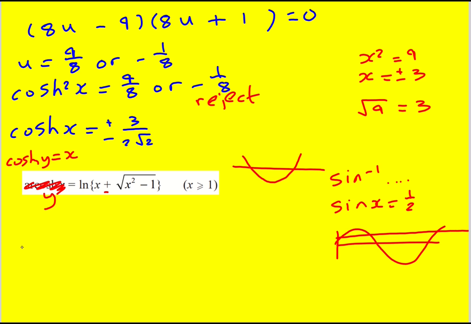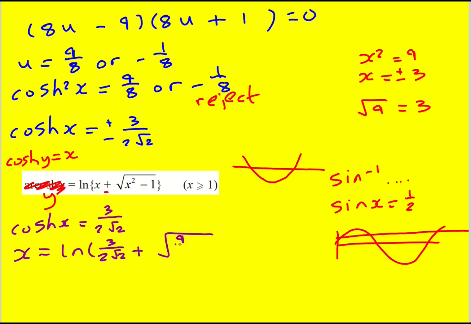Right, so in our case, first of all, I'm going to go with cosh x equals 3 over 2 root 2, the positive one. Then x is going to be ln 3 over 2 root 2 plus the square root of 9 over 8 minus 1. But don't forget there's a plus and minus there. Sorry, nearly forgot that. And then I'll get ln 3 over 2 root 2 plus and minus. This is going to be the square root of 1 over 8. I'm going to get 1 over 2 root 2.